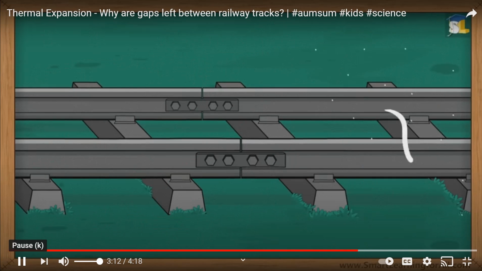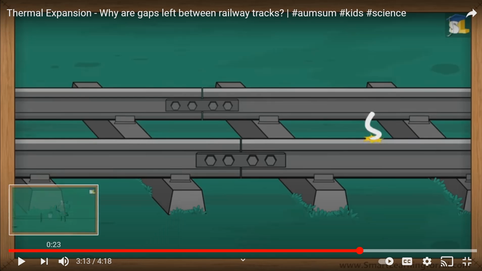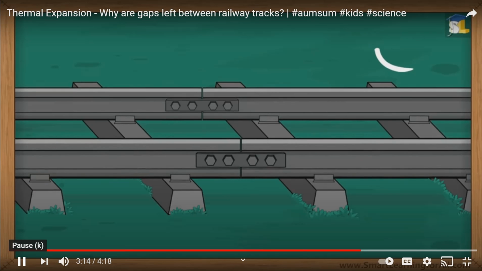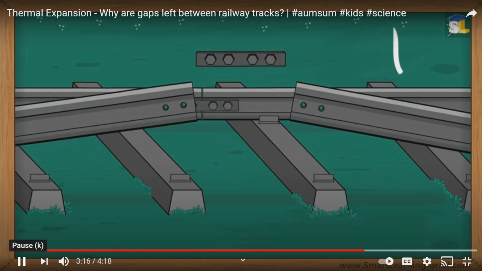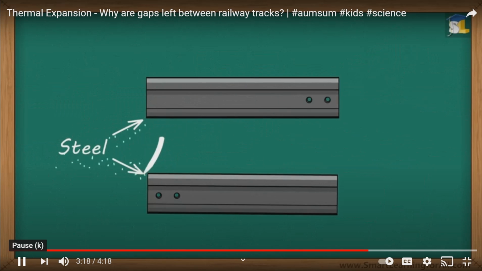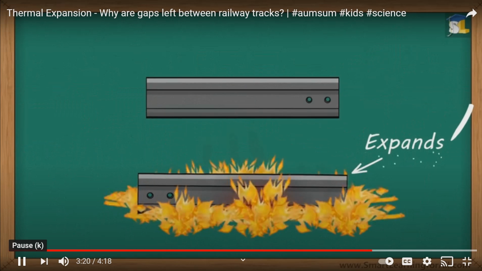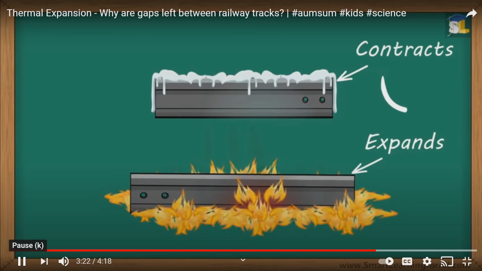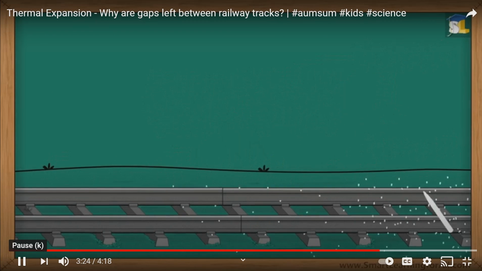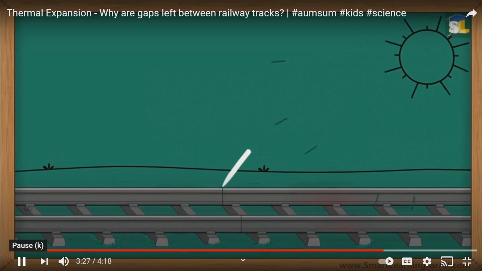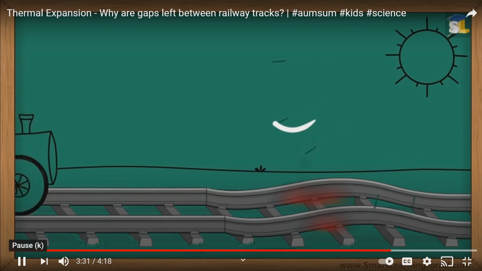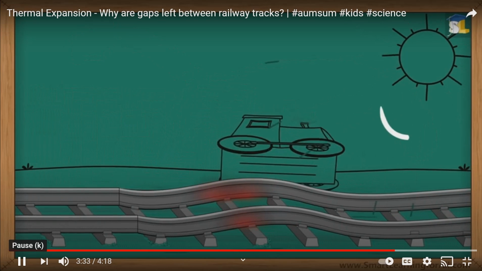A railway track is made up of a number of rails joined to each other. Here's the joint, right? There is a little gap here between the rails. These rails are usually made up of steel. Steel expands on heating and contracts on cooling. When the rails are joined to one another without leaving any space for expansion, the rails bend due to thermal expansion and the train goes off the railway track.